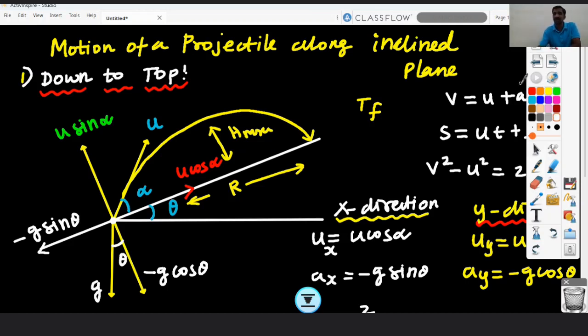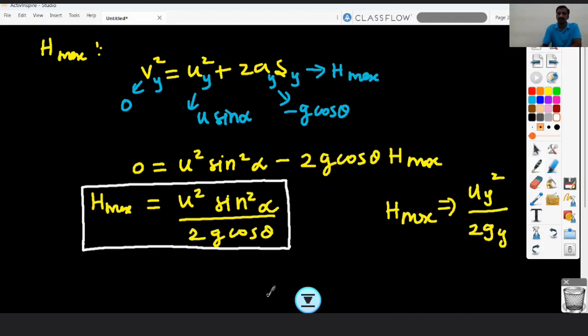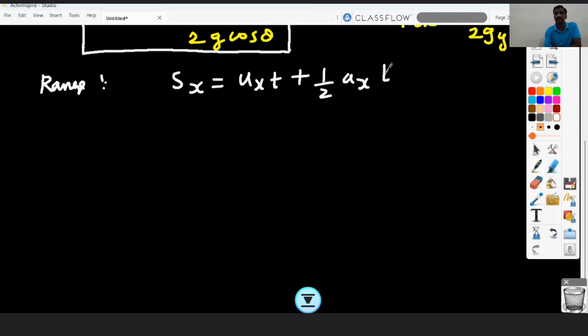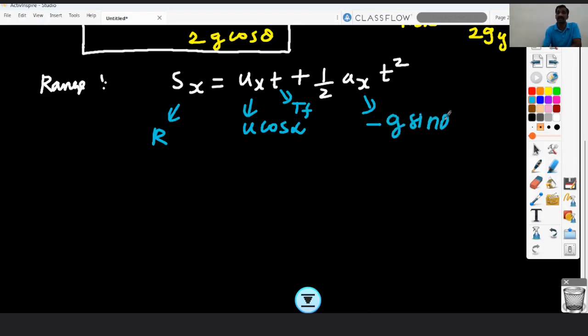To find the range, we are going to use the second equation of motion along the x direction, that is sx equal to ux t plus 1 by 2 ax t square. Got it? Range is the horizontal distance, so sx. In place of ux we substitute u cos alpha, in place of t we substitute the time of flight, and ax is minus g sin theta.